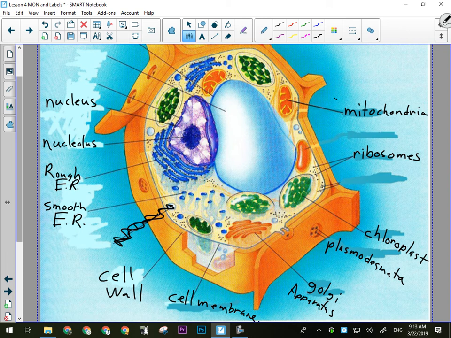Don't write brain. The outside of the nucleus is the nuclear membrane, and that is a special double-layered membrane that makes sure nothing but DNA gets into the nucleus. We don't want anything but DNA to get into the nucleus because the DNA is so important. We don't want anything to damage it.